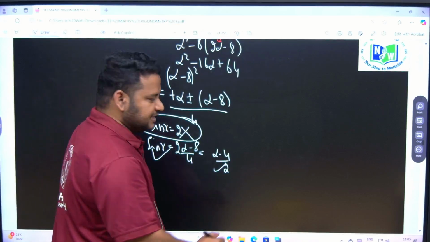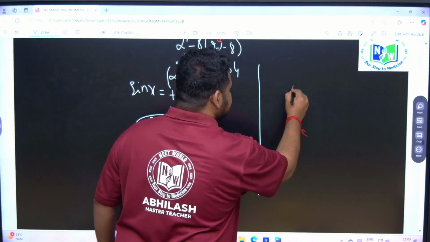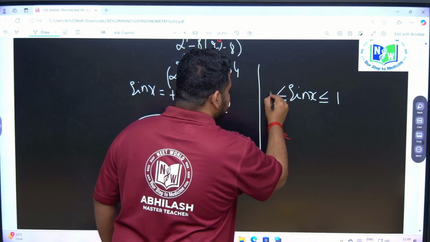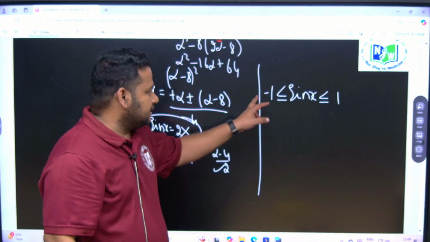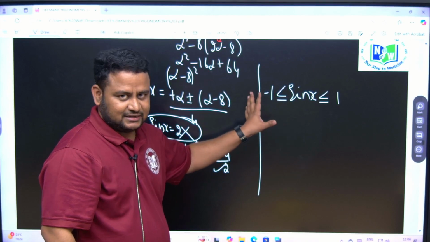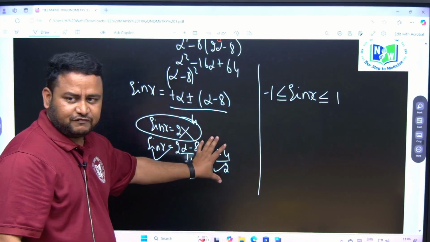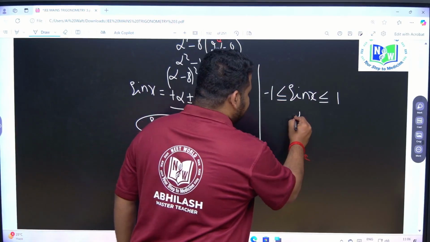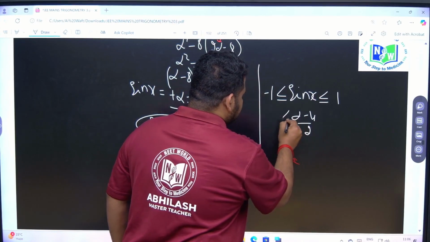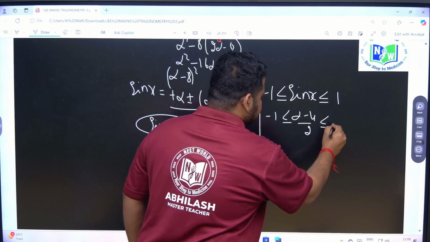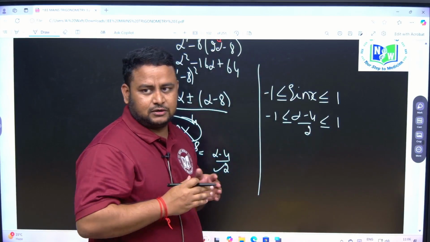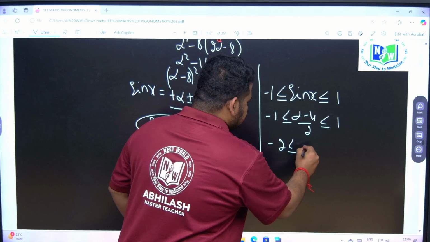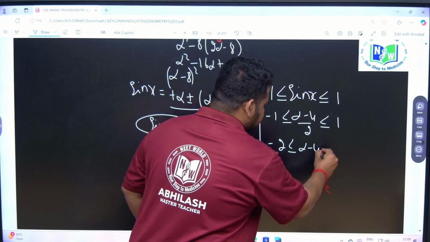So sin x I can write it like this: sin x is less than or equal to 1, greater than or equal to minus 1. But instead of sin x, I got the value alpha minus 4 by 2, so let me put this value. I get alpha minus 4 by 2 less than or equal to 1, greater than or equal to minus 1. Now if I send the 2 to both sides, I will get minus 2 less than or equal to alpha minus 4 less than or equal to 1.